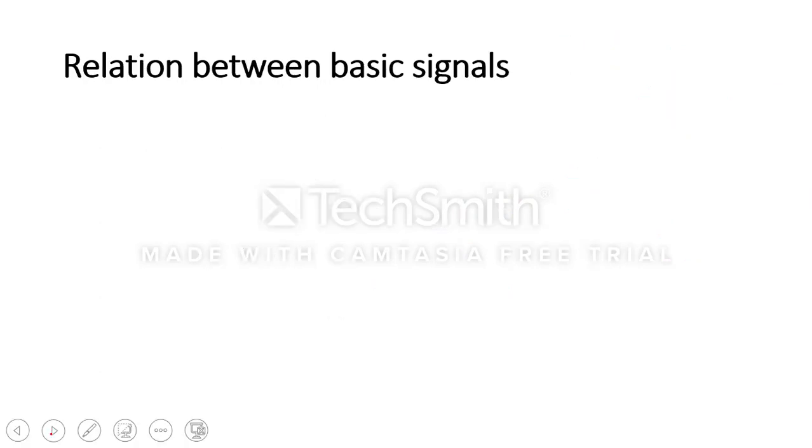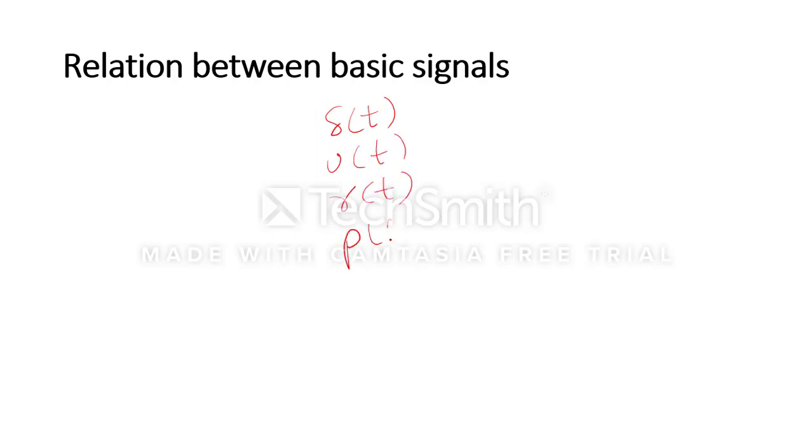So now the important point comes, what is the relation between these four signals? Actually these four signals are related: impulse function, unit step signal, ramp signal, and parabolic signal. Suppose you are having an impulse signal and you want to change it into unit step signal, then you have to integrate it. And if you are having unit step, you want to change it into ramp signal, you have to integrate it. Again, if you have a ramp signal, you change it into parabolic, then again you are going to integrate it.